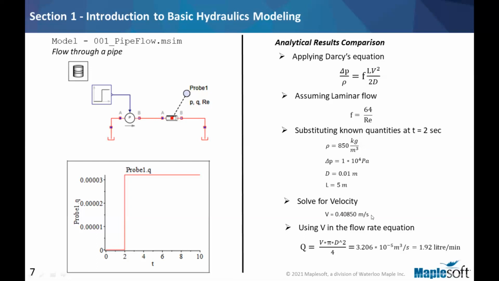Once I have the velocity, I'm using V in the flow rate equation. That's the simple relationship between velocity and the flow rate to calculate the flow rate, which in this case was 3.2e-5, which is exactly what you see here at time t equals 2 seconds. So I wanted to show this very basic model to give you an idea of what's happening in the background when you're solving such a simulation in MapleSim.